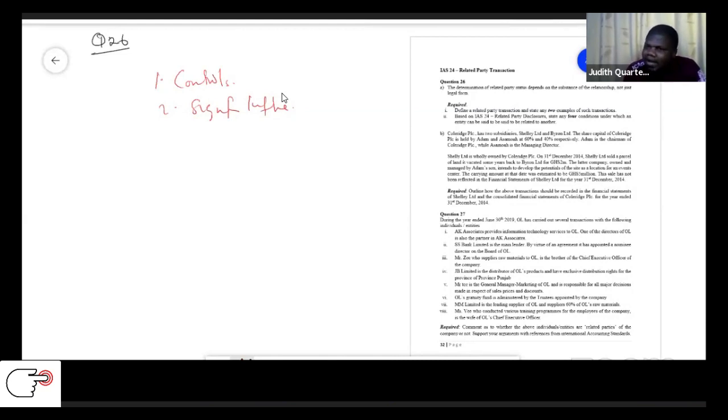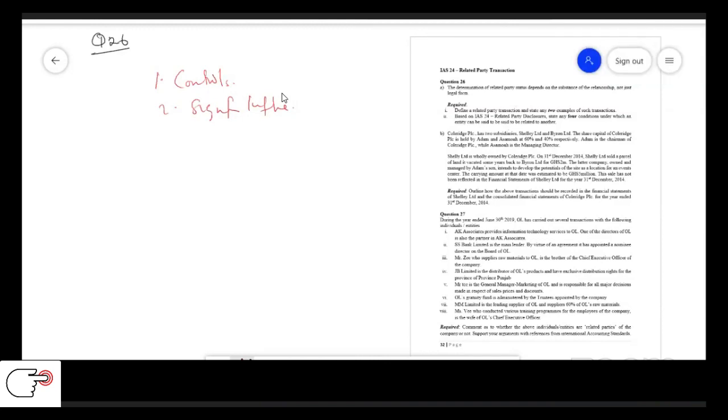What again did I talk about? Key management personnel. When key management personnel of an entity. When a party is a close family member of the key management personnel of an entity. What again?